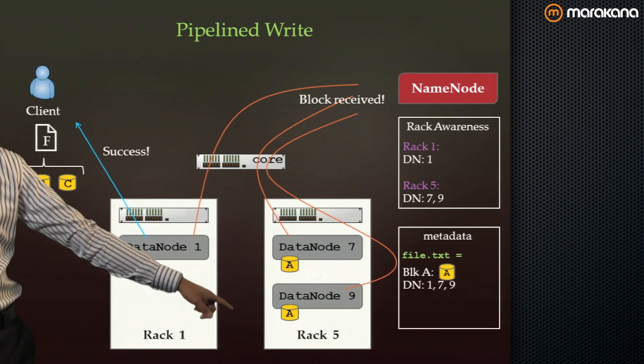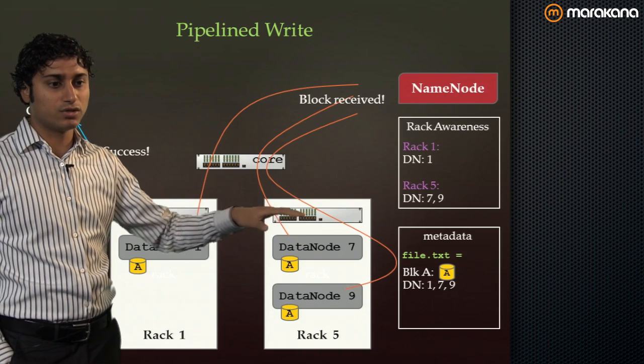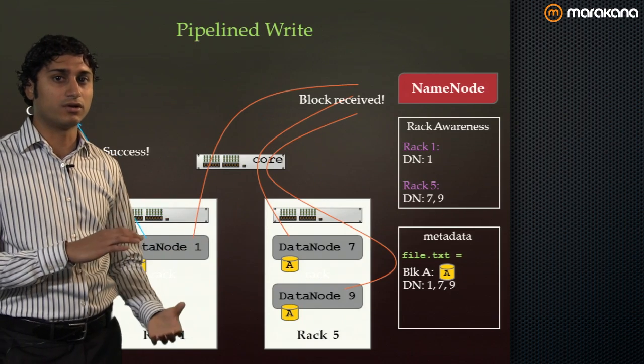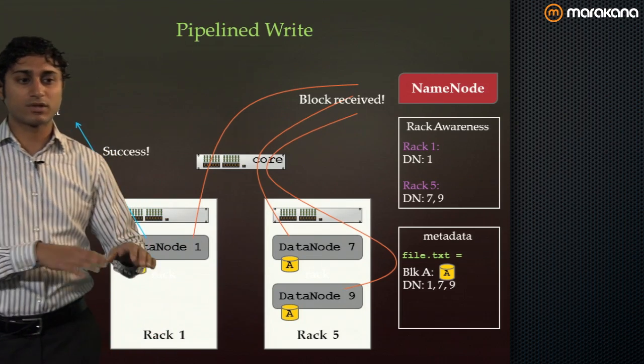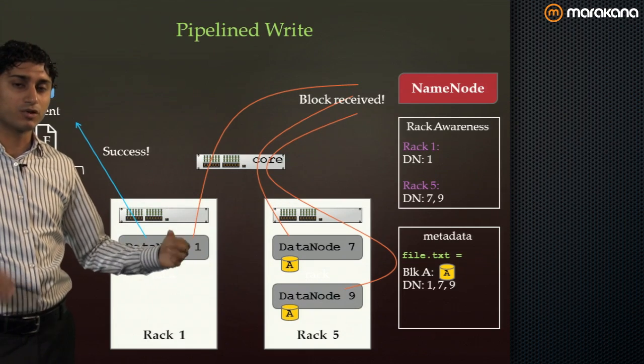In this case, it chose rack 5. And on that rack, it will randomly choose 2 different data nodes to put the second and third replica together on a rack. So the first replica goes by itself on a rack, and replicas 2 and 3 will be more tightly coupled on a rack.